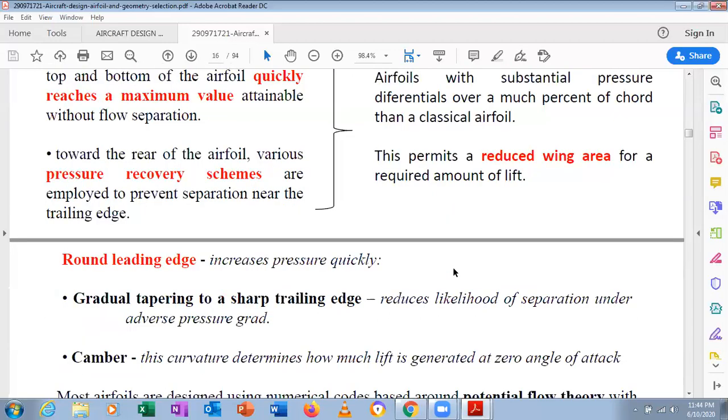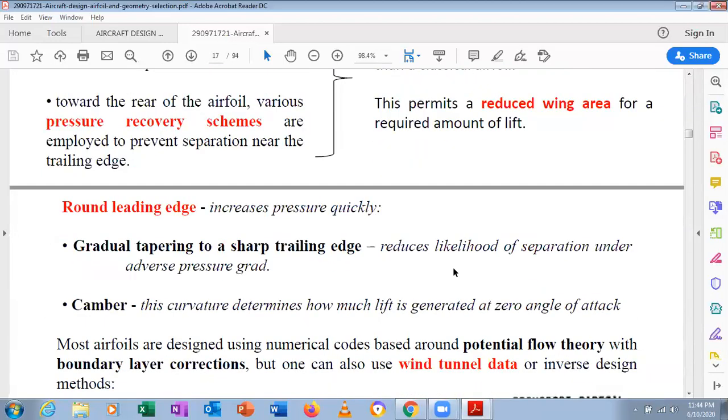And also we can see a round leading edge. In the figure I showed you previously, at the leading edge you can have a circular shape, that is called round leading edge, that increases pressure quickly. And you can see a gradual tapering of the shape of the trailing edge reduces the likelihood of separation under the adverse pressure gradient. And camber.